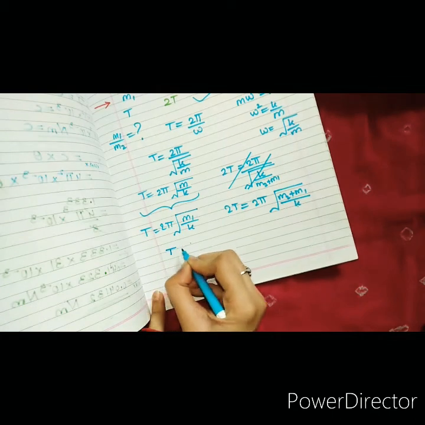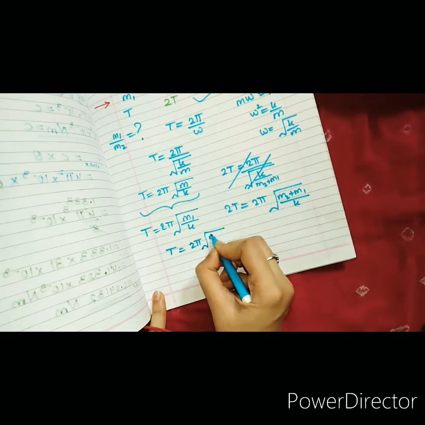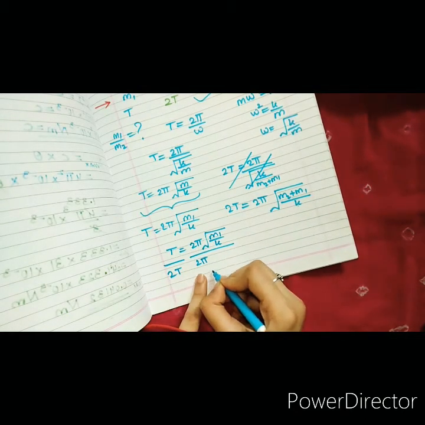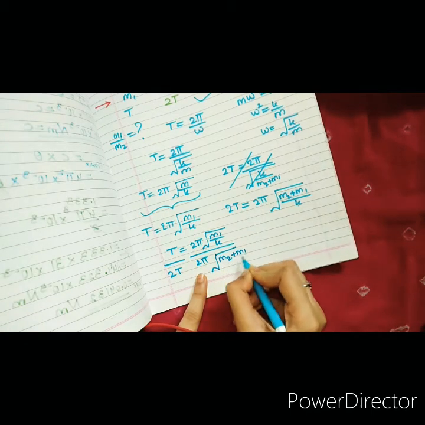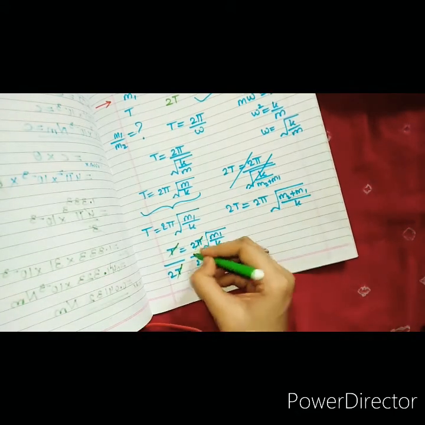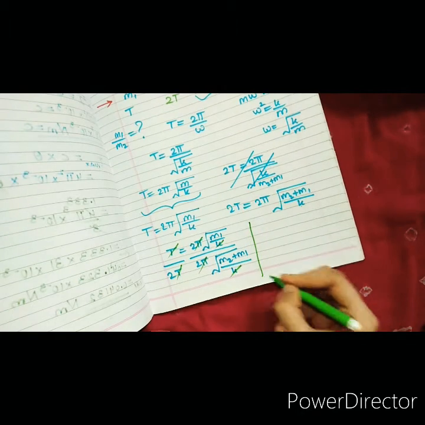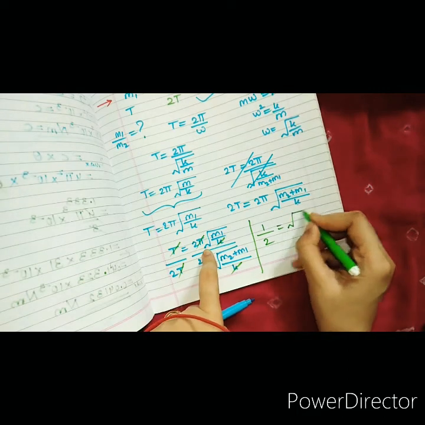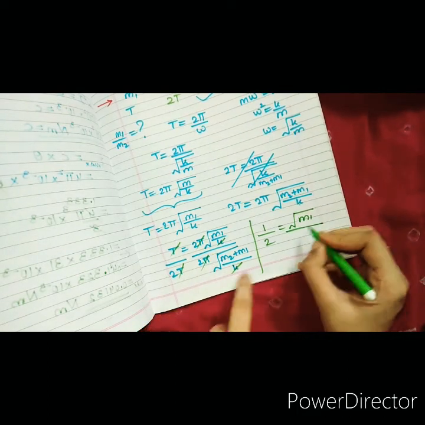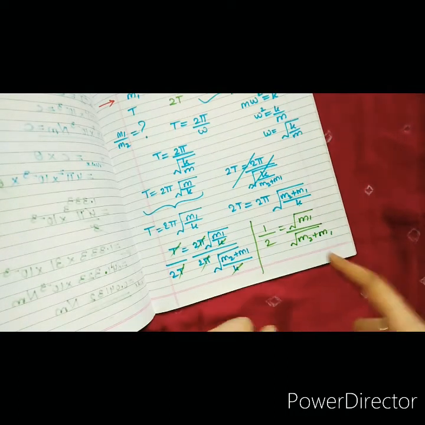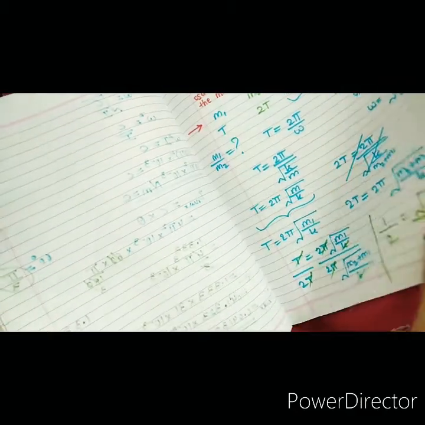We'll be just dividing these two equations, that is t is equal to 2 pi under root m1 upon k, upon 2t is equal to 2 pi under root m2 plus m1 upon k. After this, your t gets cancelled, your 2 pi gets cancelled, k gets cancelled. So what remains is 1 upon 2 is equal to under root m1 upon under root m2 plus m1, right? Both of them are in square root form, so I'll write a common square root.